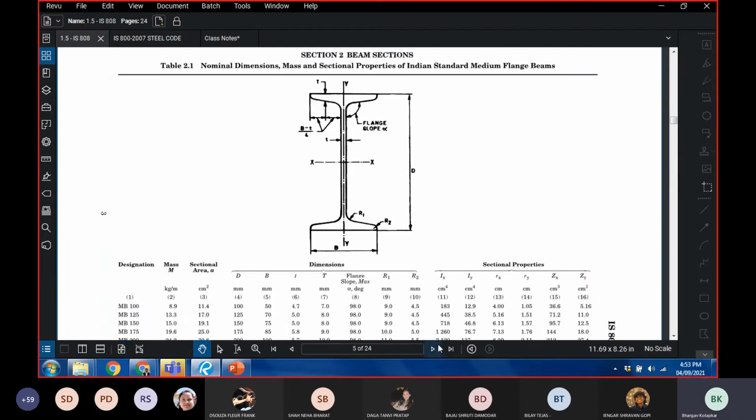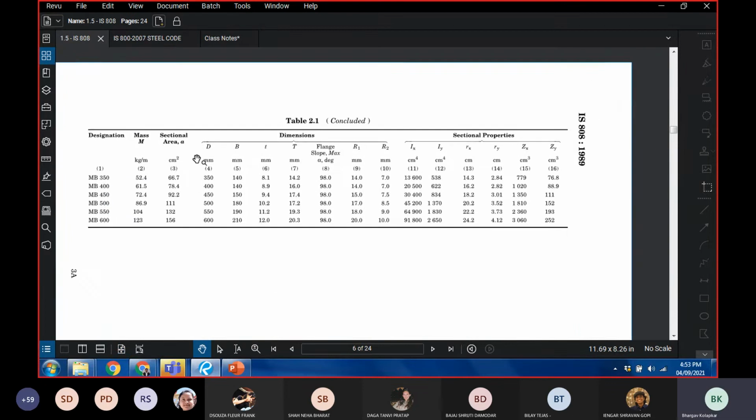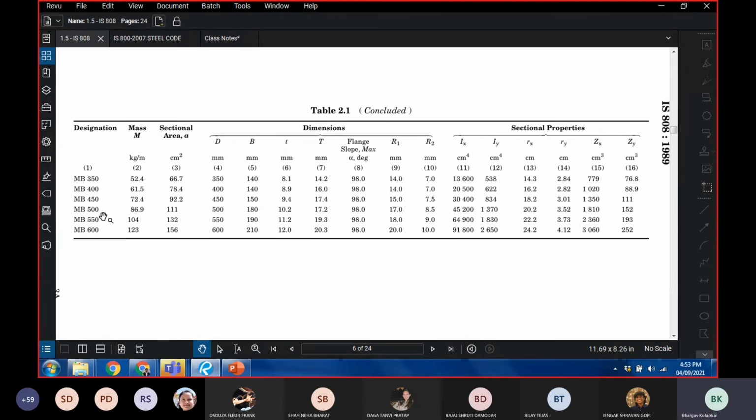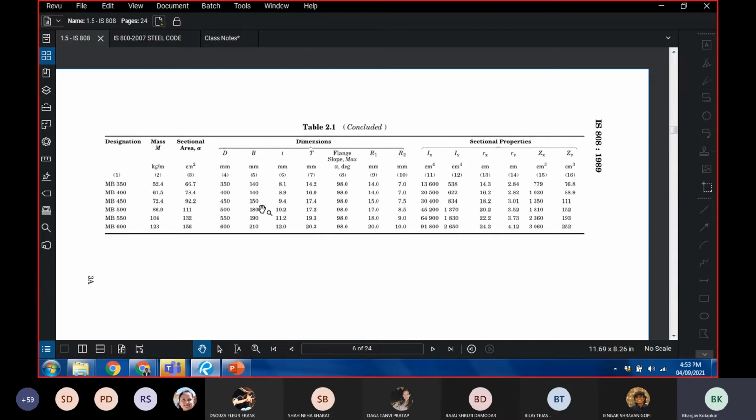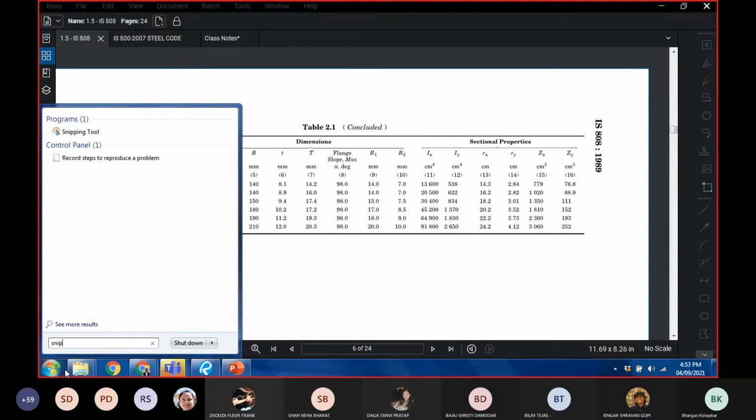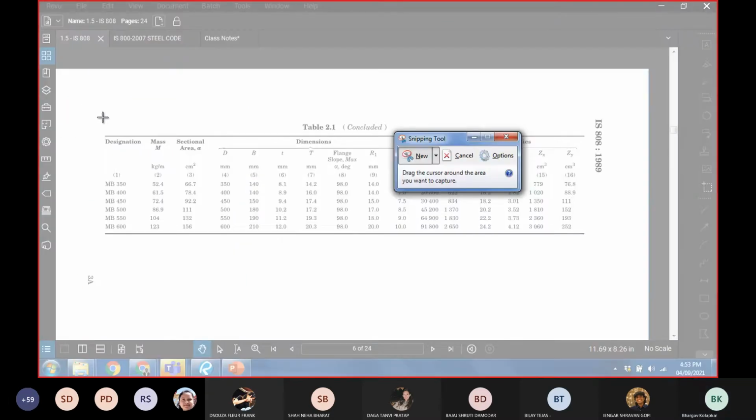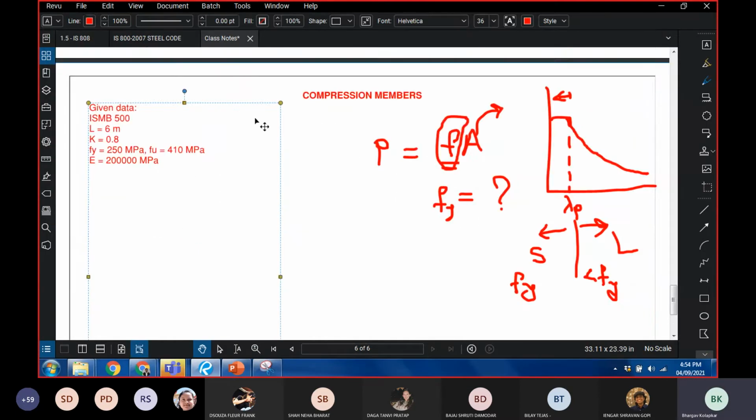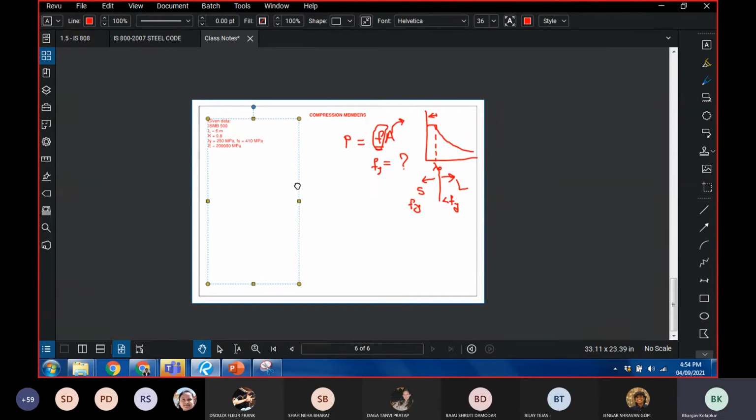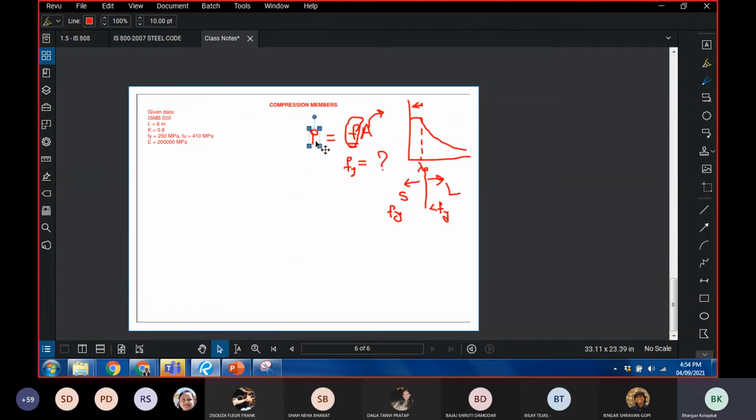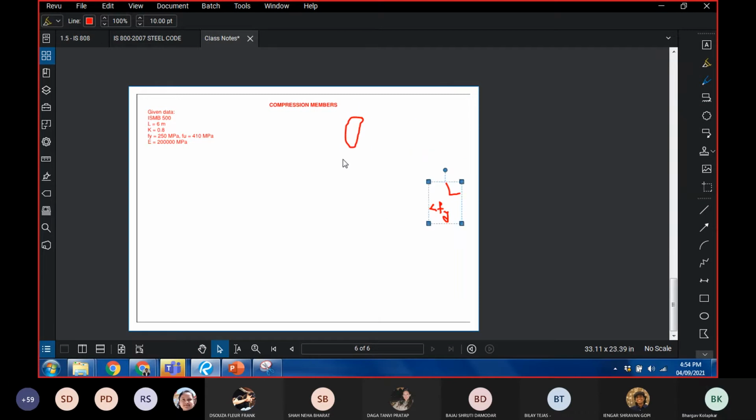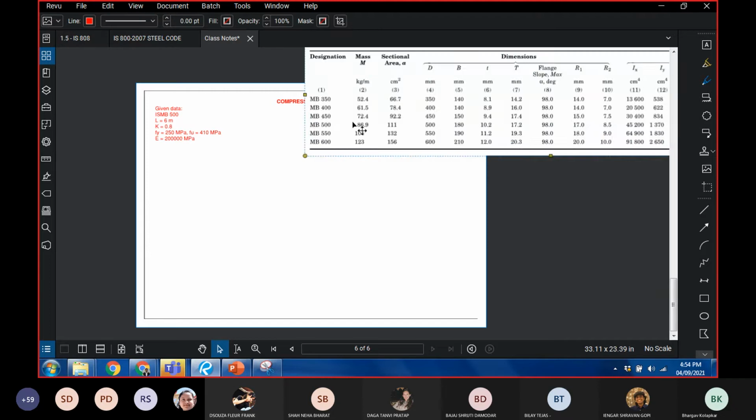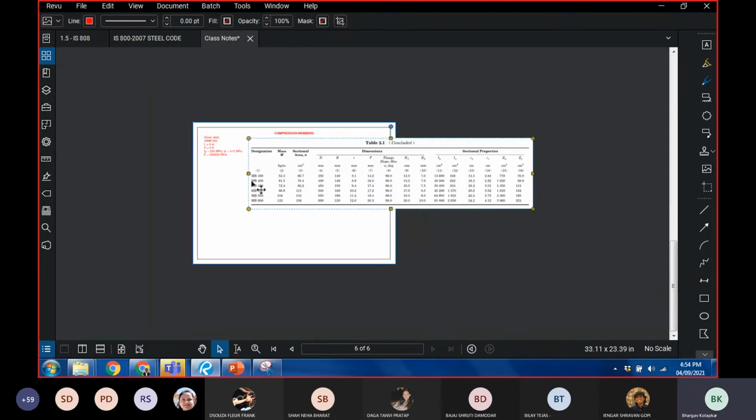So this is our I section. And we are looking for ISMB 500. So this is our ISMB 500. I'll just take the snapshot from here. So this is our ISMB 500.